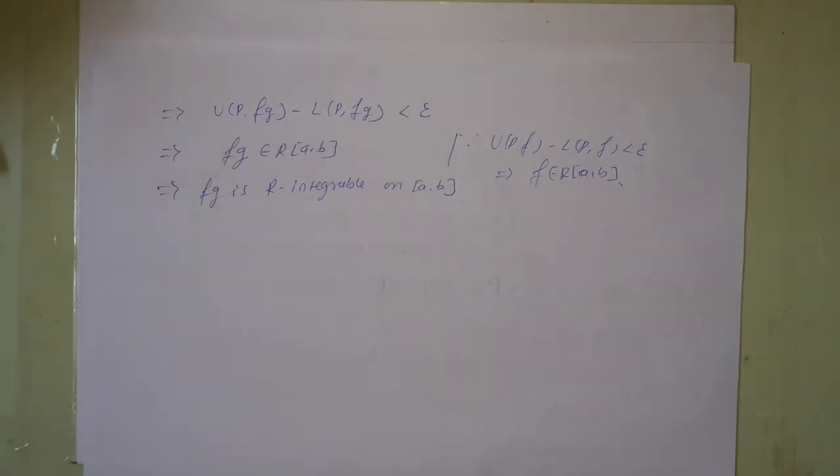So in this theorem we have proved that whenever f and g are Riemann integrable functions, then the product of those two functions is also Riemann integrable over the same interval. Whatever the intervals are given for the functions f and g, on the same interval f into g is also integrable.